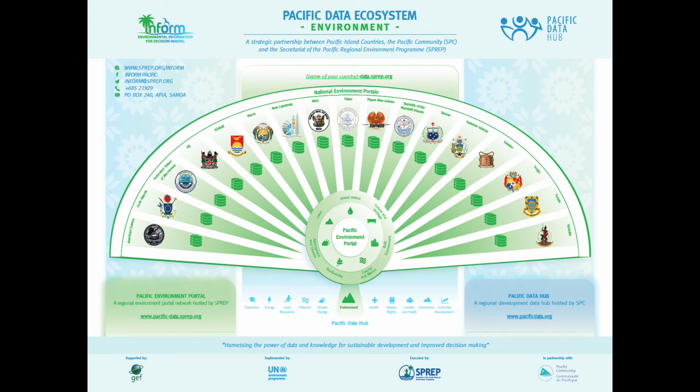The Pacific Data Ecosystem will increase access and sharing of data to benefit Pacific countries and territories in the areas of climate change, fisheries, energy, maritime, land resources, and the environment. The Pacific Data Ecosystem currently includes SPC's Pacific Data Hub, SPREP's Pacific Environments Portal, and the National Environment Portals.